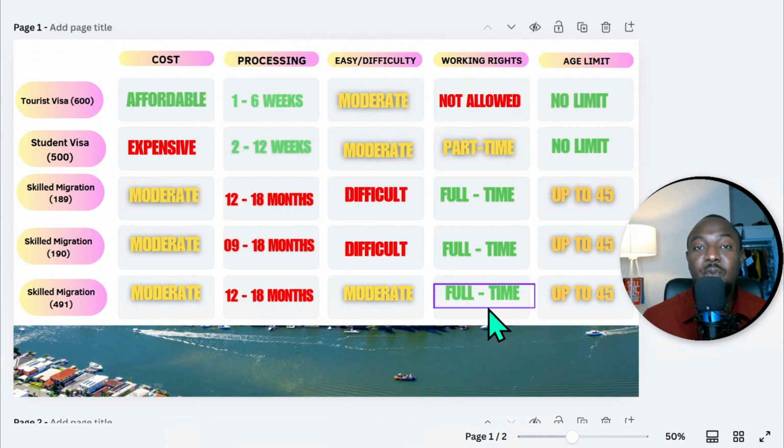Work rights, you are working full time, but this time around you have to stick to a regional area to live and work for at least 3 years before you apply for your 191, which will be your permanent residency visa. So I'll say this visa is really, really good. If you're thinking of coming to live and work here, of course I'll highly suggest you target a regional area in Australia. The government has made it so people can move to the regional areas in Australia. Age limit, you have to be 45 and below to apply for this visa.